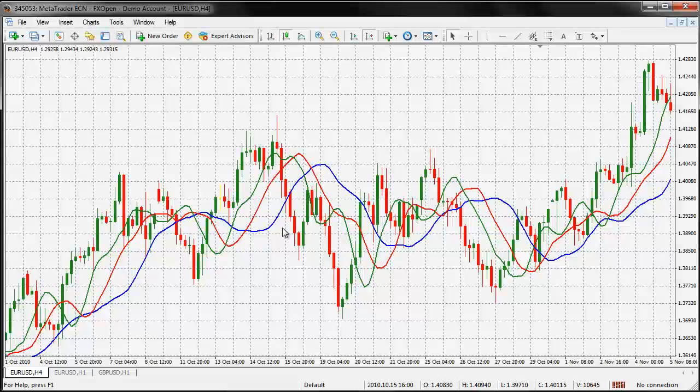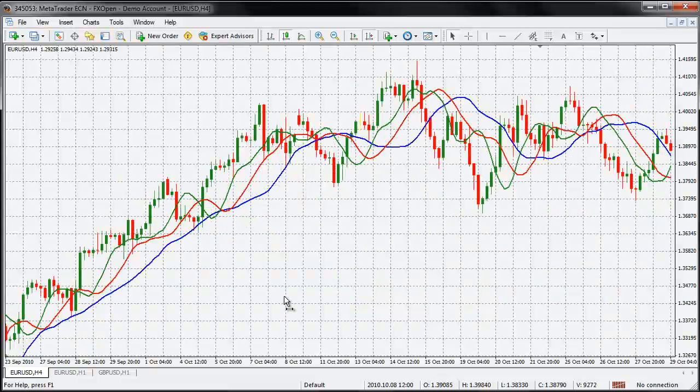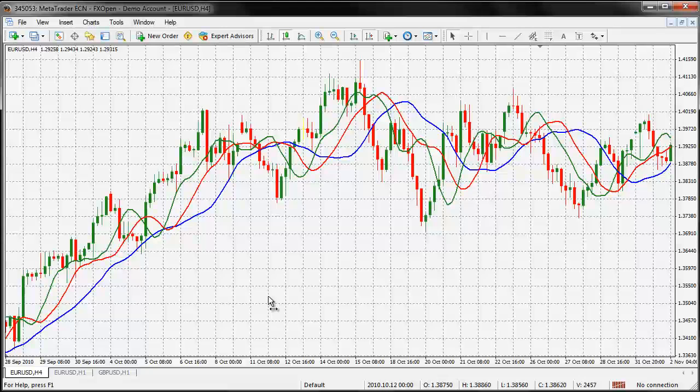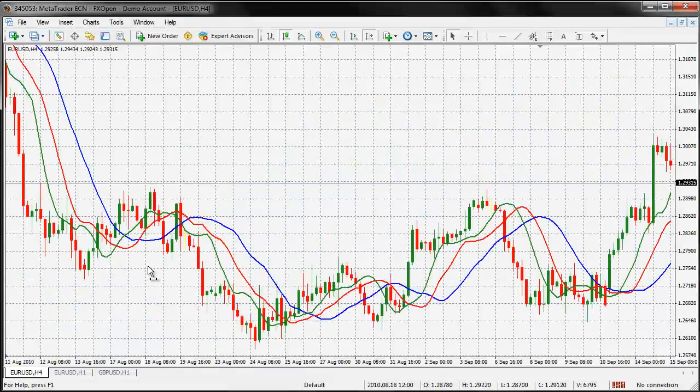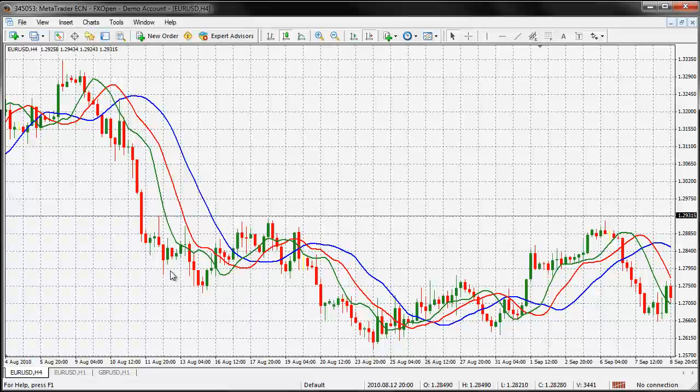You basically want the crossovers to appear right at the point where the candles touch. Alright, let's see if we can find any more areas. Alright, okay, here's a good example.